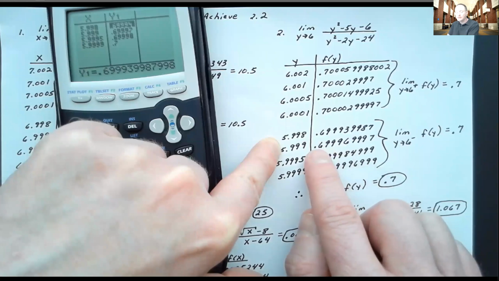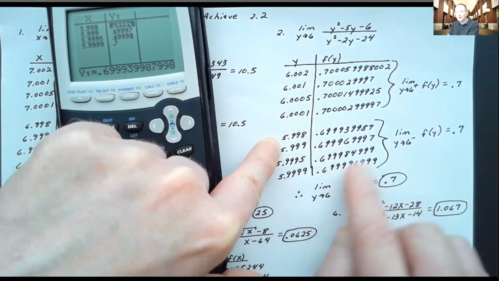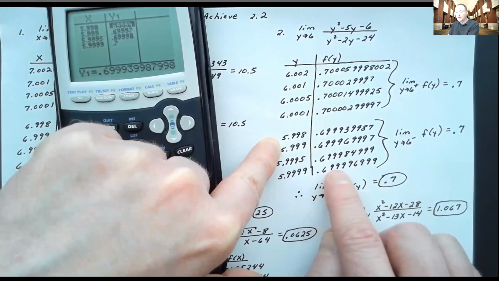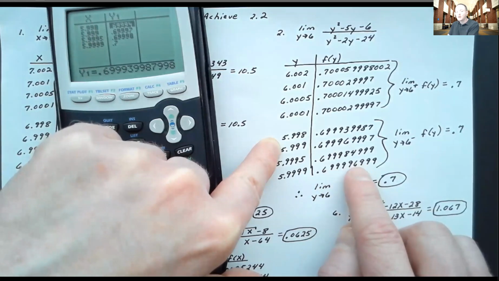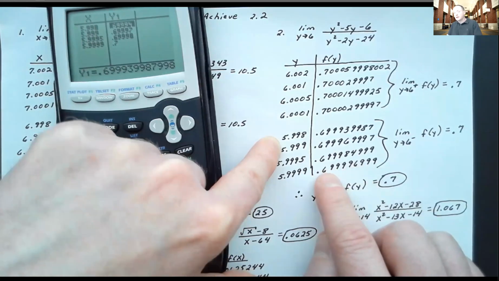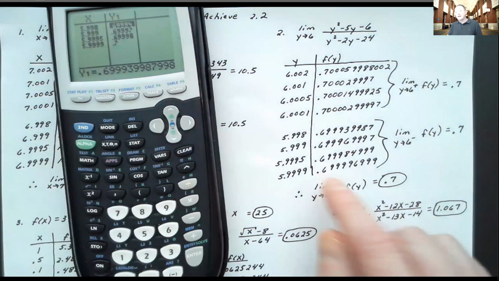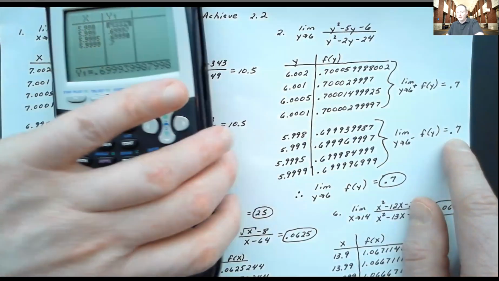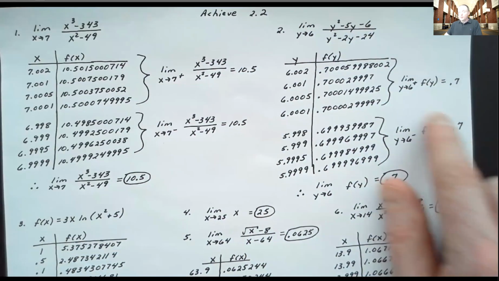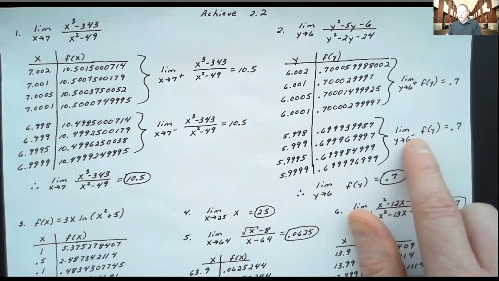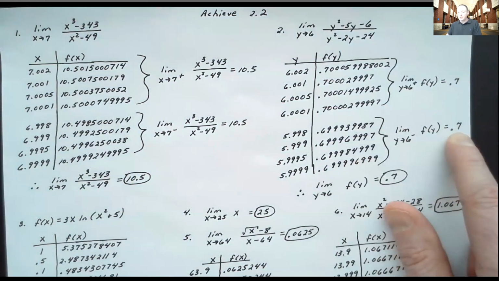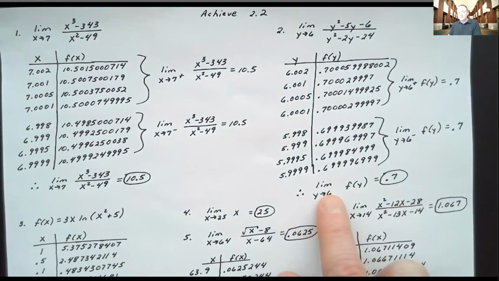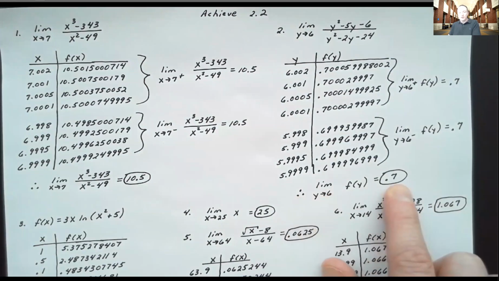You had 0.699 and some 9s in a 6. Now you have 0.6999 and more 9s in a 6. So you can say, well, then this number is going to be approaching 0.999999999. And then what y value is that 0.6999999 approaching? Well, it's approaching a y value of 0.7. So you can say whether we approach from the right or the left, the y value is approaching 0.7. Therefore, we can say the overall limit is approaching 0.7.